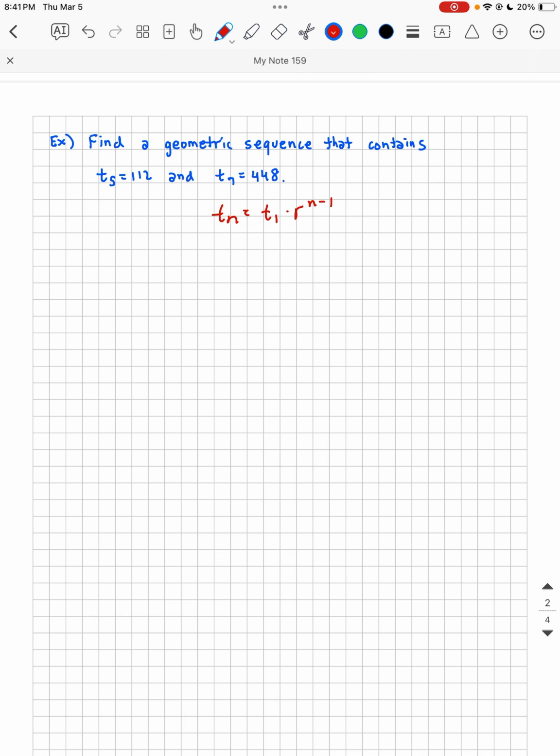But if you want a small hint, maybe I can give this to you. If I take this point right here and throw it into my geometric sequence equation, it's going to read 448 is equal to t of 1 times r to the 7 minus 1, which in turn is the same thing as 6. Now take the other one and do the same thing. Throw that into your geometric sequence equation. You're going to get 112 is equal to t of 1 multiplied by r to the power of 5 minus 1, which if I clean that up is to the power of 4. I think that's a good enough hint as to where to go to figure out what t of 1 and r are equal to.